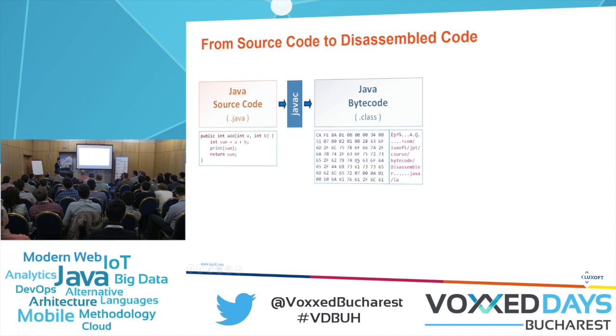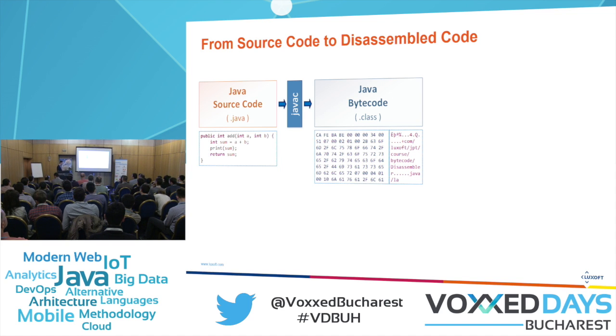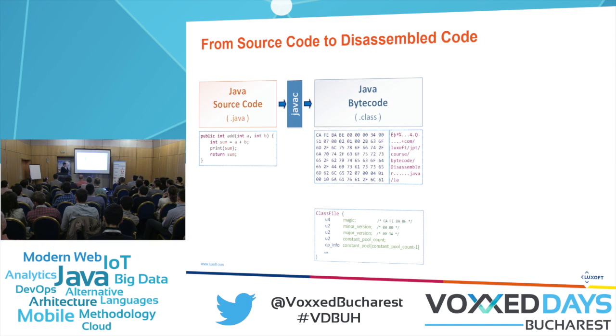If we open the .class file, and if we translate the content into hex, the .class file has a specific format. The .class file is not something really random. And I'll start to briefly describe, for example, the beginning of the class file. It starts with magic.